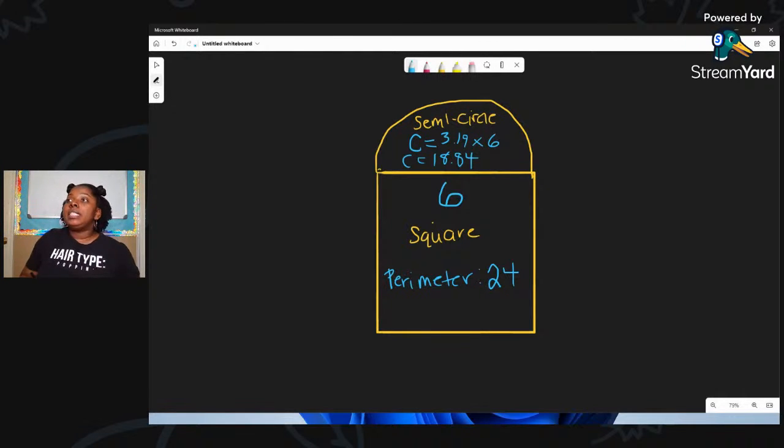Okay, so semicircle. What we found just now, and great job saying you weren't sure, I love that, is the circumference of the whole circle. But I don't want the whole circle. This whole circle, the circumference is 18.84. But I don't want the whole circle. I just want half of it.